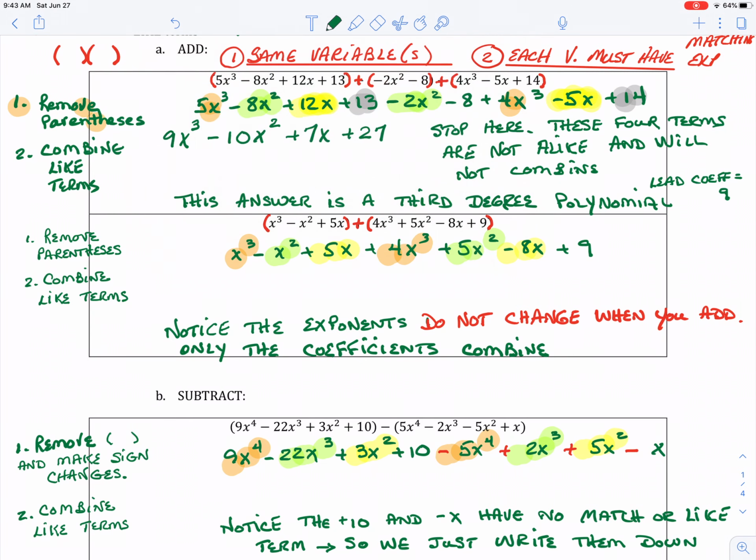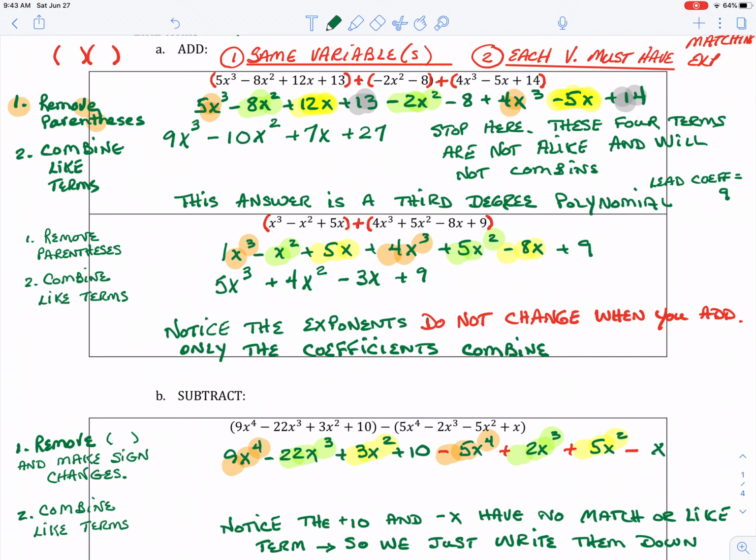So remember, this is a 1x cubed added to a 4x cubed gives me a 5x cubed. A positive 5x squared and a negative 1x squared gives me a positive 4x squared. A positive 5x and a negative 8x gives me a negative 3x. And then out here on the end is the constant positive 9. He does not have a like term, so I just write him down.